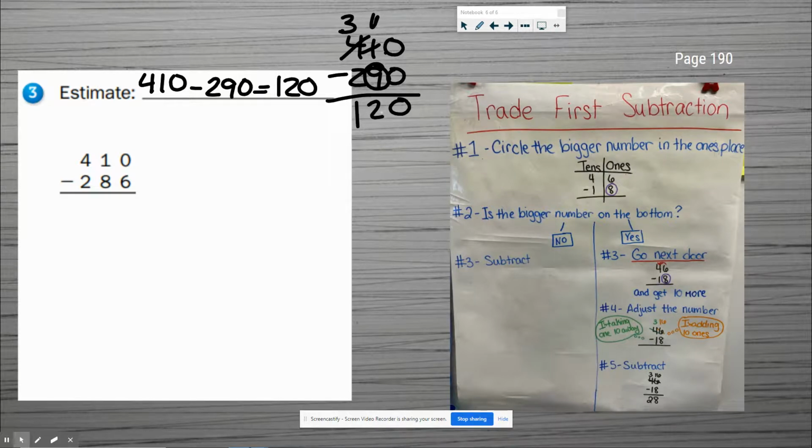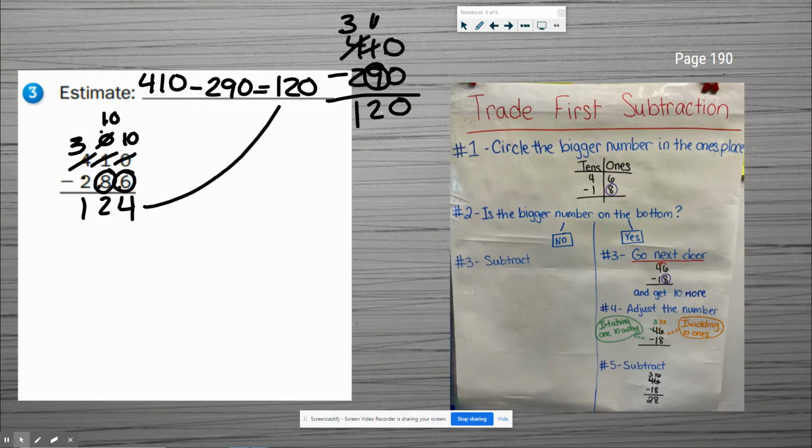My estimate is 120. All right, looking at this one, 6 is in the bottom, so I'm going to go next door. It's going to leave me with 0, and I'm going to add my 10 here. I can do 10 minus 6, and that equals 4. When I go to the next one, I'm circling the bigger number. It's in the bottom, so I have to go next door. I'm going to take 100, and it's going to leave me with 3. And then I have to add my tens to the tens column. So I don't have 0 anymore. I have 10. 10 minus 8 is 2. 3 minus 2 is 1. 124 is close to my estimate, so I know that one makes sense.